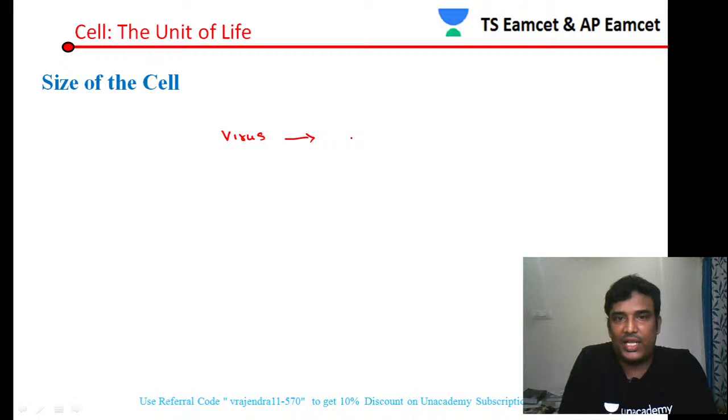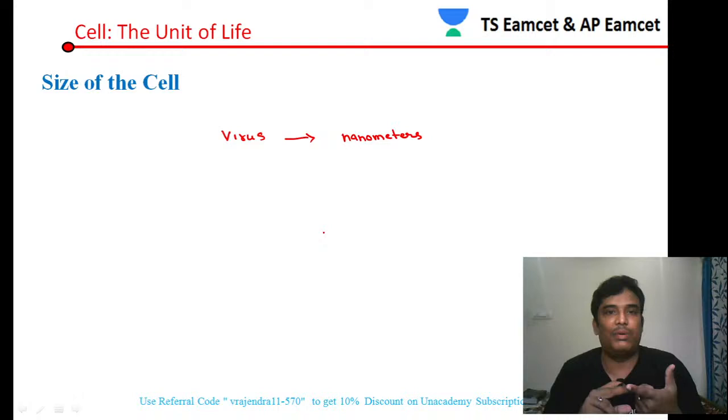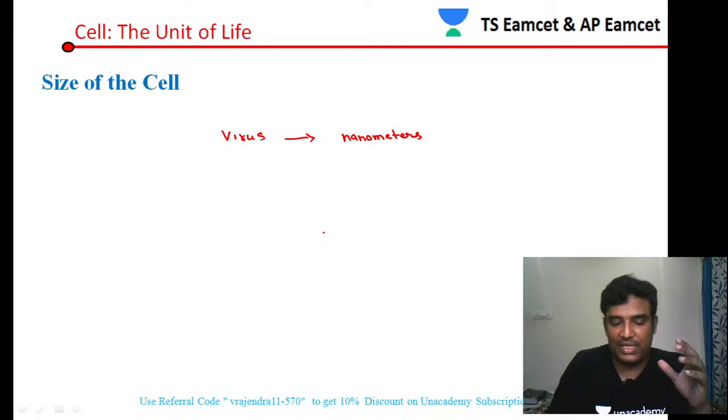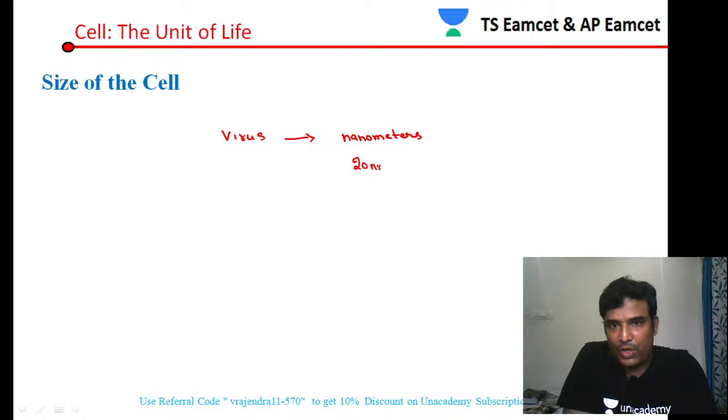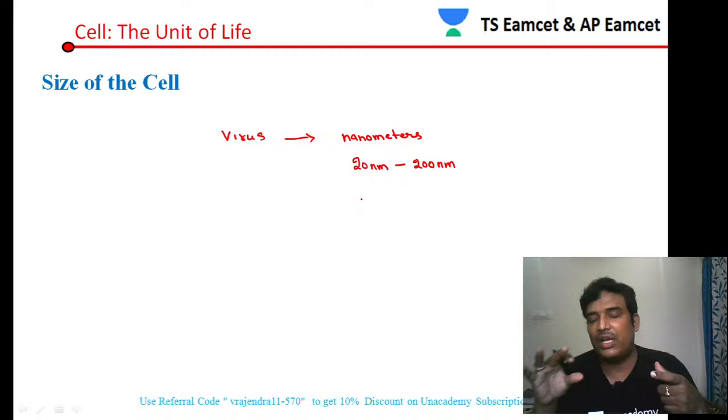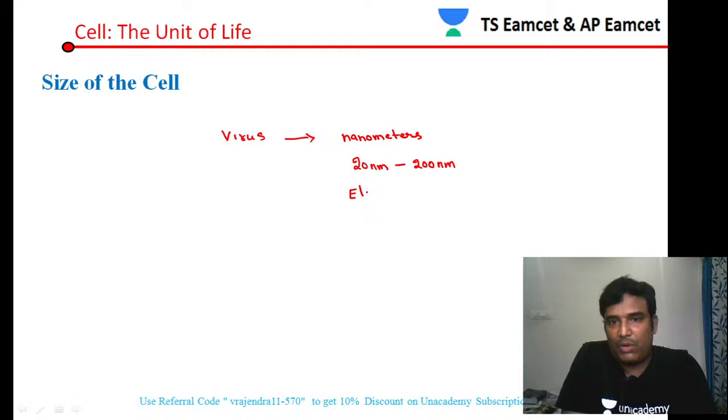The size of the virus is measured in nanometers. That is the first point we have to remember; in multiple choice questions they will ask: the size of the virus is measured in which units? Nanometers. Generally the size of the virus ranges from 20 nanometers to 200 nanometers. It is the smallest particle, which we cannot see with our eye. To observe the virus we have to use an electron microscope.